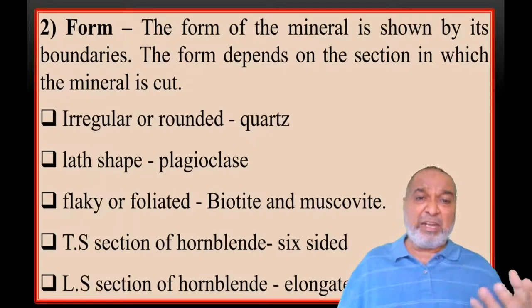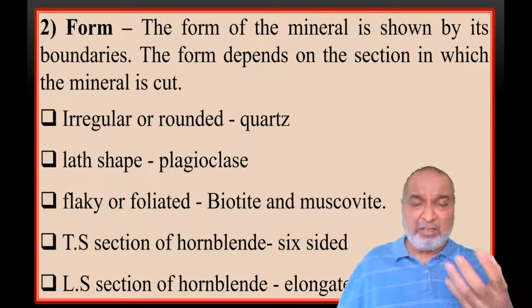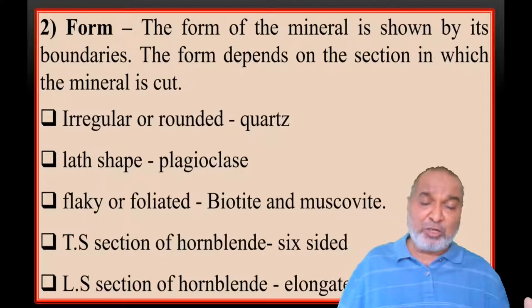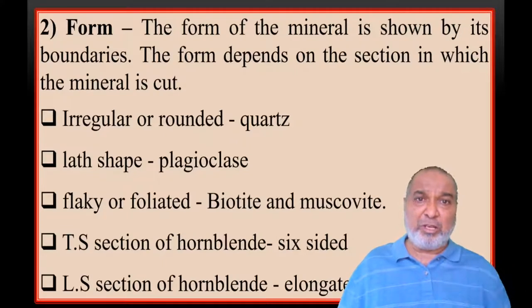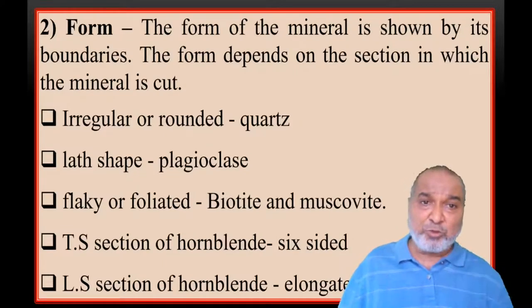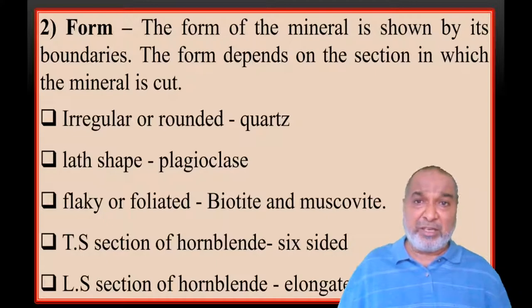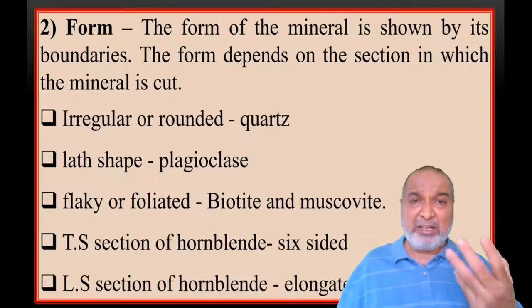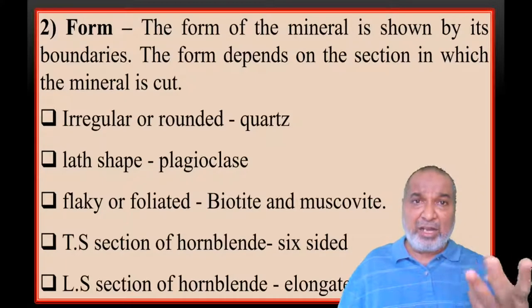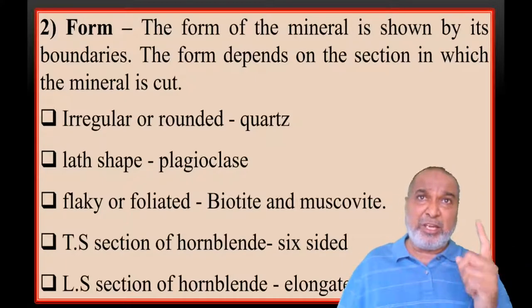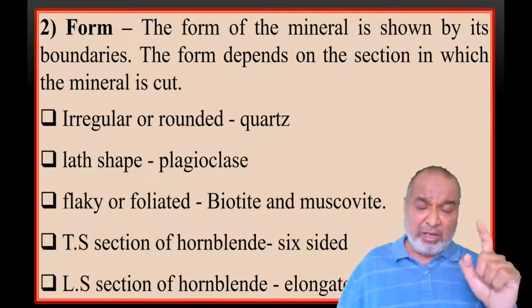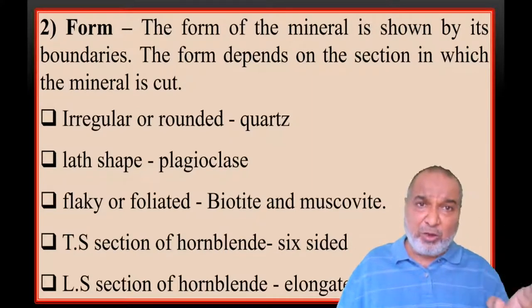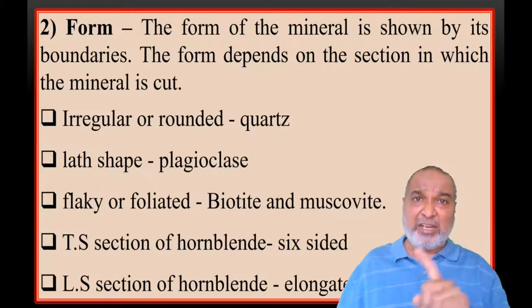Then the longitudinal section of hornblende is elongated. Tourmaline is also an elongated one, then actinolite and tremolite are also elongated, and kyanite is also elongated. So these are the forms which are there. We have to basically remember the three: euhedral, subhedral, anhedral. If you don't want to remember, remember irregular and rounded in the category of anhedral. Then platy or flaky, lath shape, elongated in the subhedral. Then six-sided, eight-sided will be there in the euhedral forms.